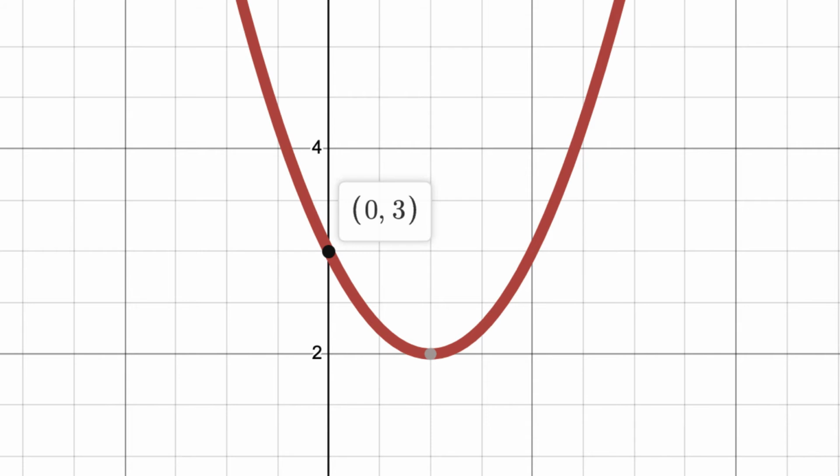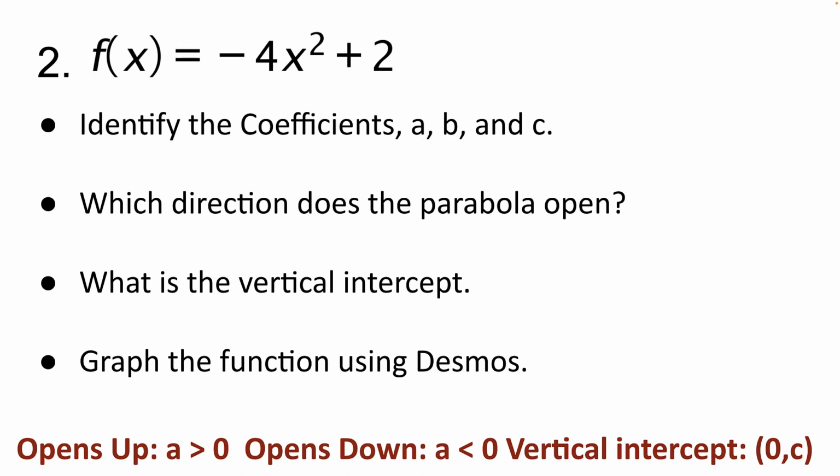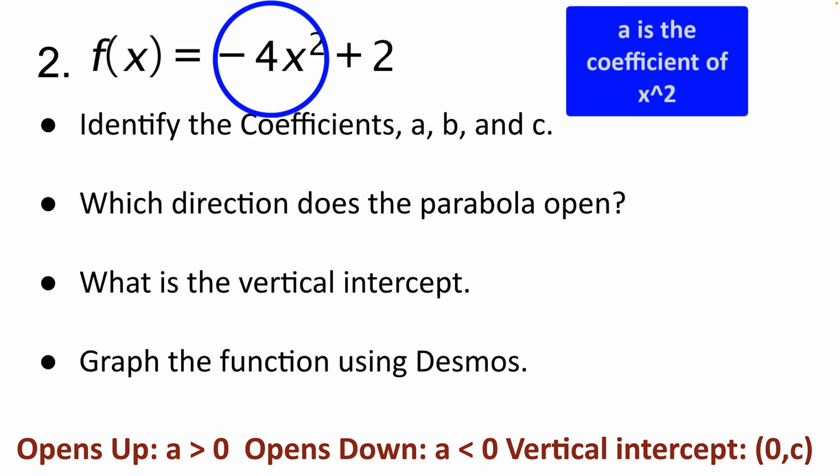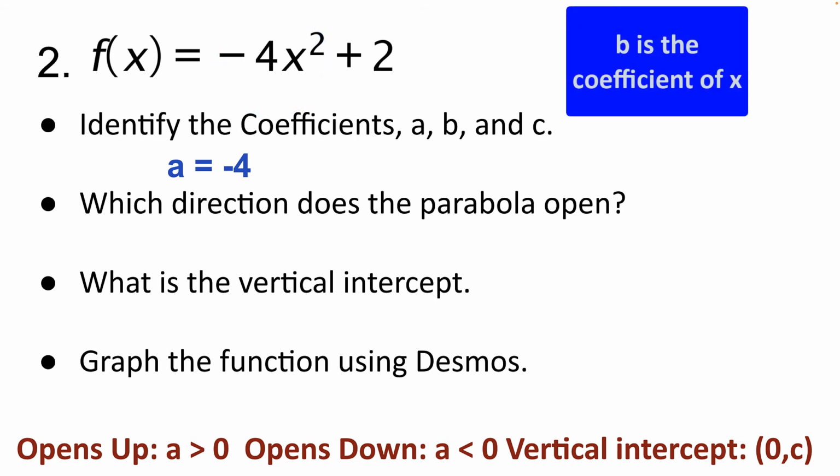Let's go back and take a look at our second example. For our second example, we'll use the function f of x is equal to negative 4x squared plus 2. As always, we need to start by identifying the coefficients a, b, and c. A is the coefficient of x squared, so in this case, a is equal to negative 4. B is the coefficient of the second term, x.